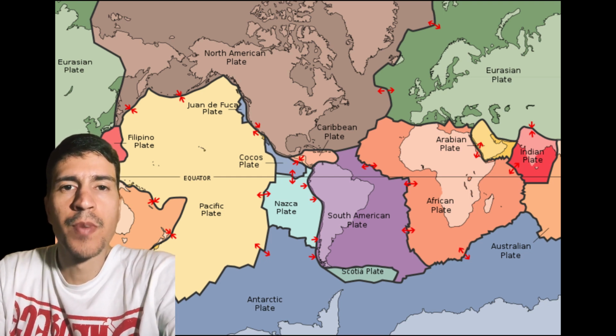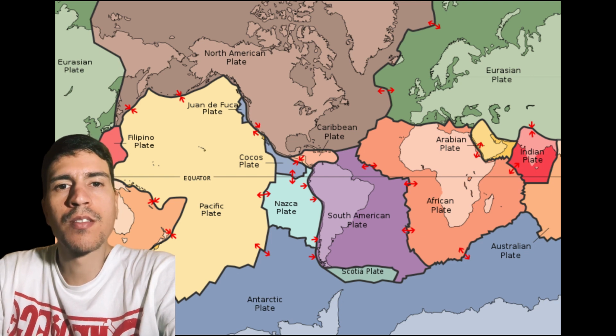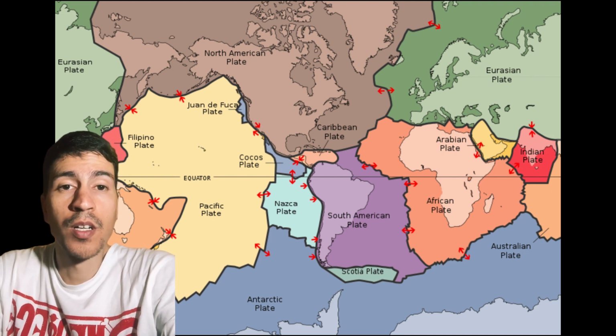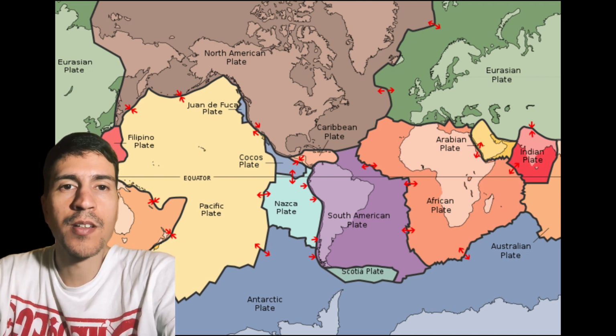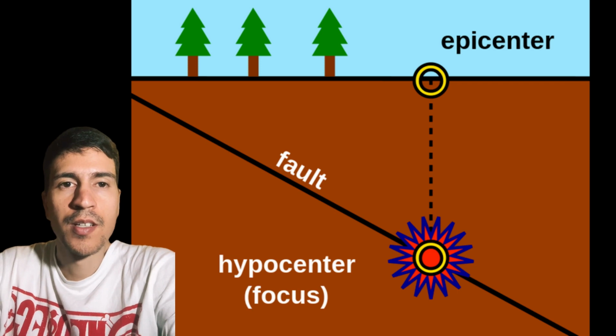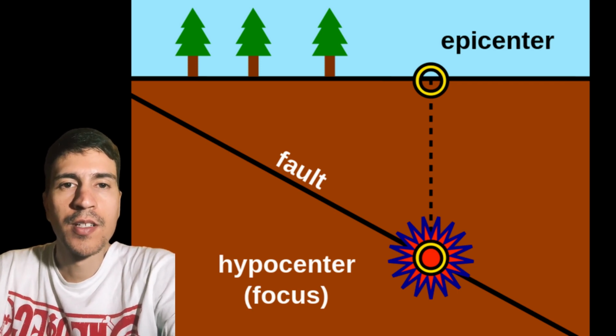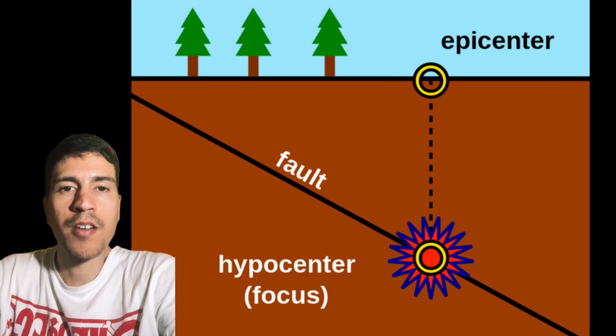An earthquake is basically what happens when two of these plates decide they have had enough of the tension and slip past one another. So the point underground where this slip starts, it's called the hypocenter. And directly above it on the surface is the epicenter, the ground zero for the quake action.